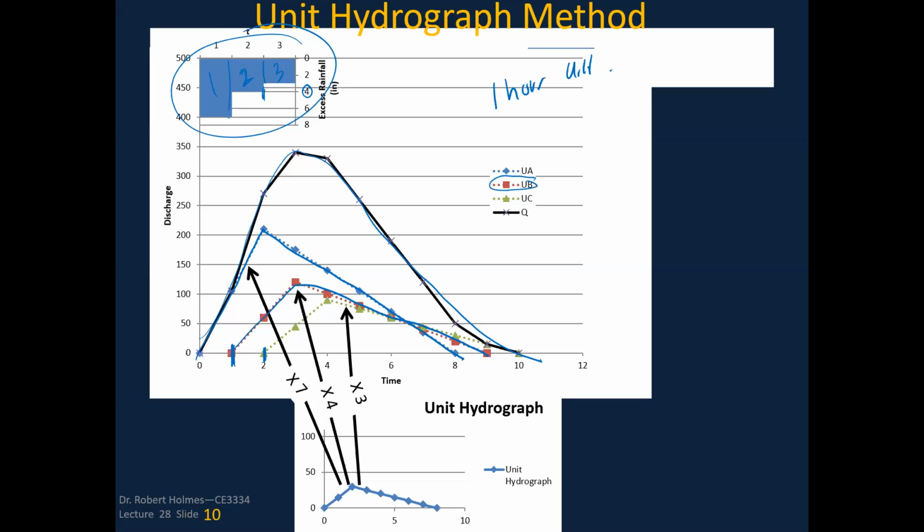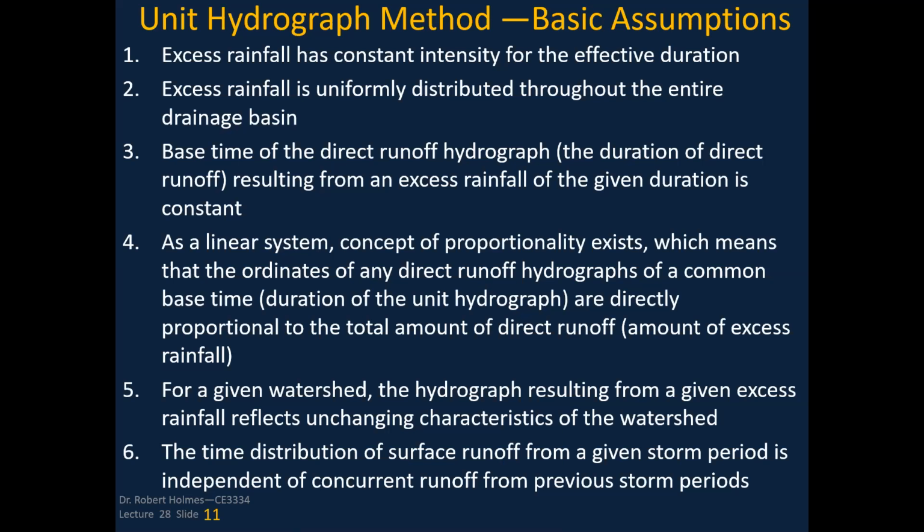So there are some basic assumptions to remember about the unit hydrograph method. Again, you always have to remember what's underlying the assumptions of any model that you're using. The first thing is that excess rain has constant intensity for the effective duration. So that means that if I've got a 20-minute unit hydrograph or a 1-hour unit hydrograph, we have to assume that the excess rain is going to fall at a constant intensity across that time increment. So it behooves you to have a smaller effective duration, because then you come closer to matching this assumption.